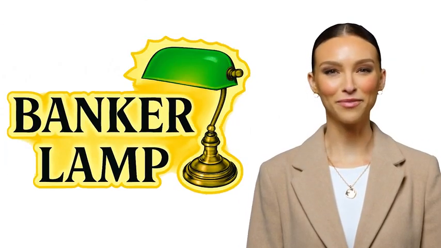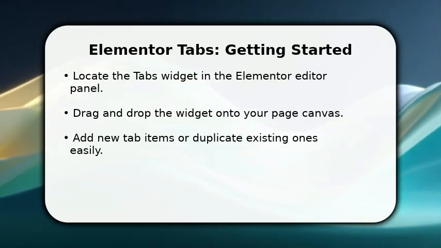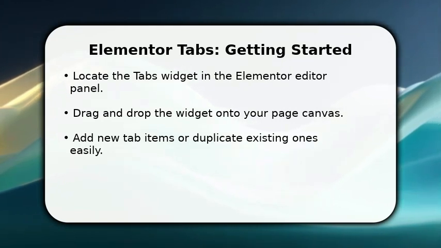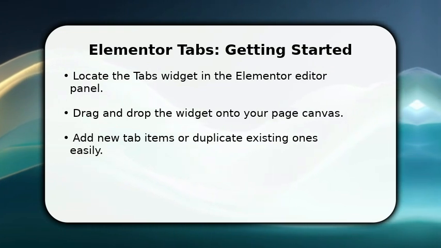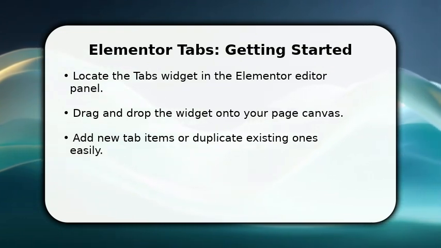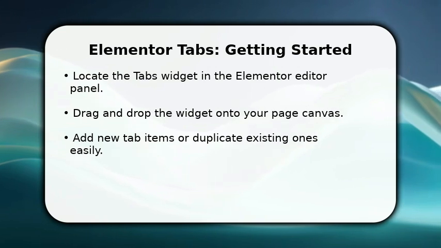Please enjoy the video. In this video, I will explain how to use Elementor tabs. First, open your Elementor editor and find the Tabs widget in the left panel. Simply drag and drop it onto your page where you want your content to appear.